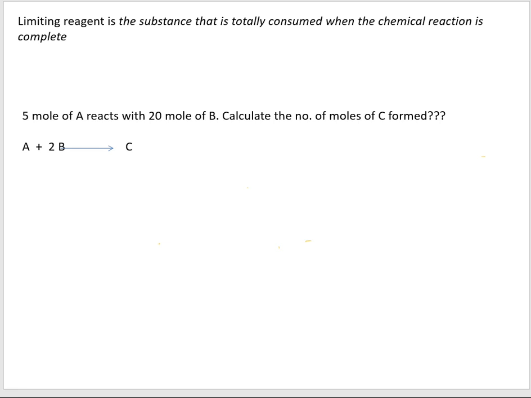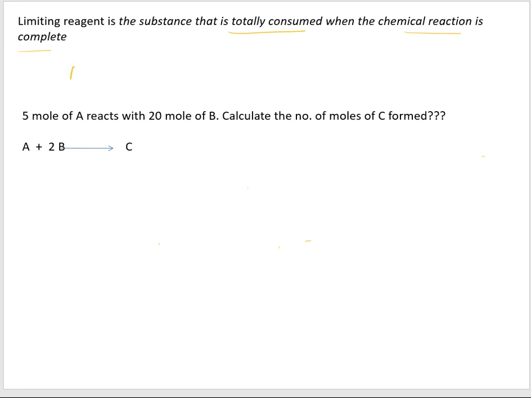Let's consider a reaction. In a reaction, that reactant which is consumed first is known as the limiting reagent. It stops the reaction. It is a substance that is totally consumed when a chemical reaction is complete.